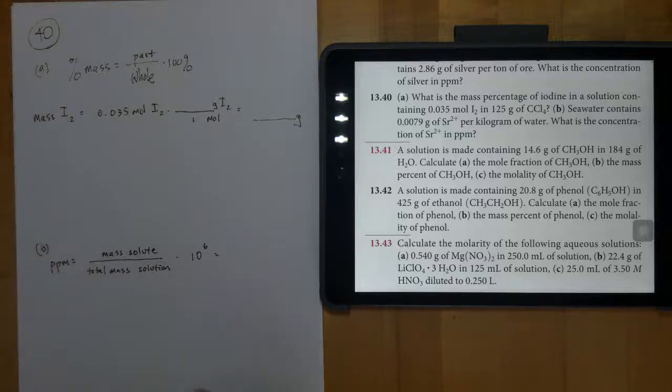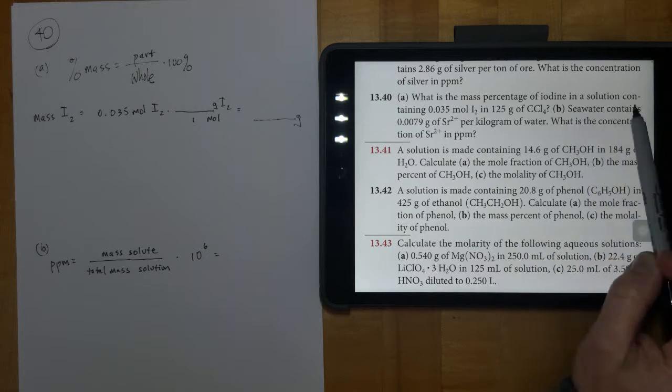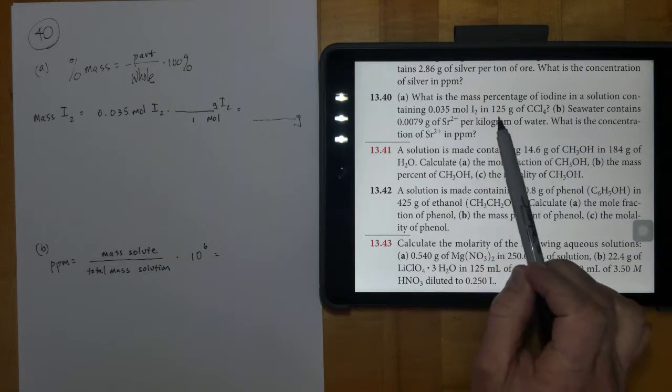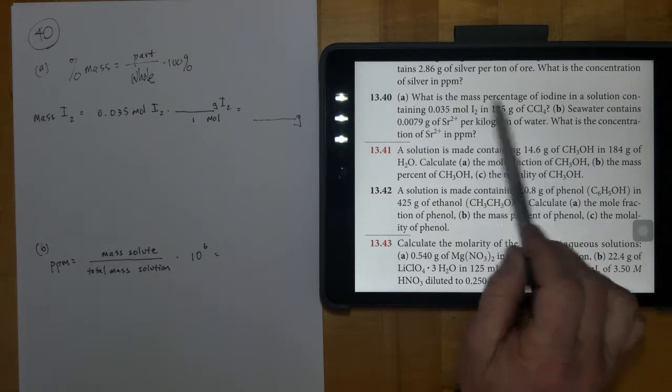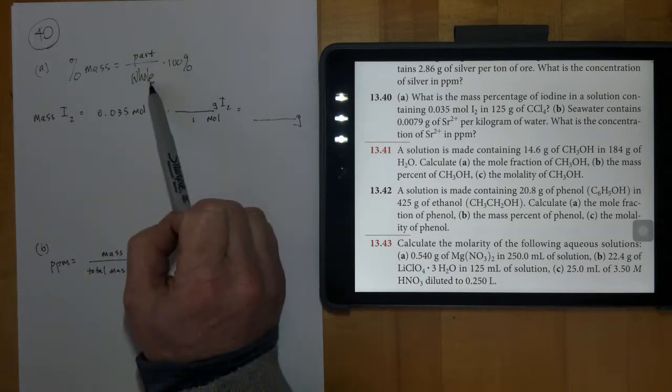Okay, this is number 40. What is the mass percent of iodine in a solution containing 0.035 moles of iodine and 125 grams of CCl4? So if you're going to find the mass percent, it is always equal to part divided by the whole solution.